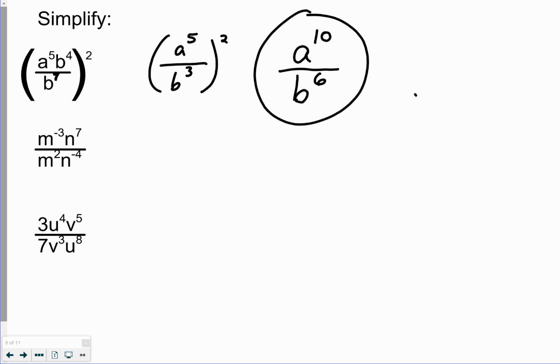Across the fraction bar. So I'm going to leave n to the 7th power up there, and I'm going to leave m squared down in the denominator. But I'm going to move n to the 4th power up top and m to the 3rd power in the bottom. And notice when I move them, they become positive exponents.